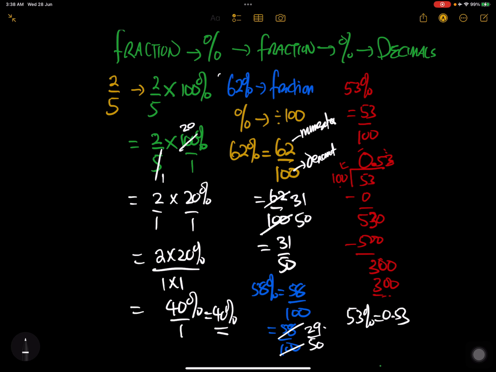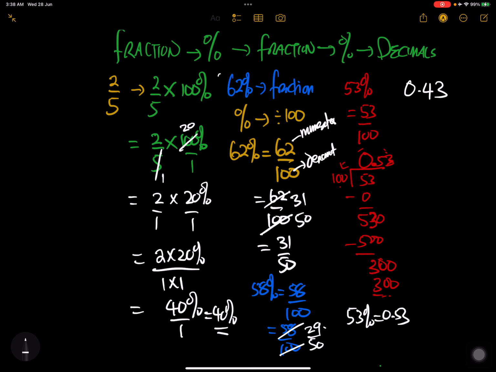It's 0.53, not 3.53. Now let's also look at where we rather have a decimal, and we want to convert that decimal into a percentage. So let's say we have 0.43 and want to change this into a percentage.